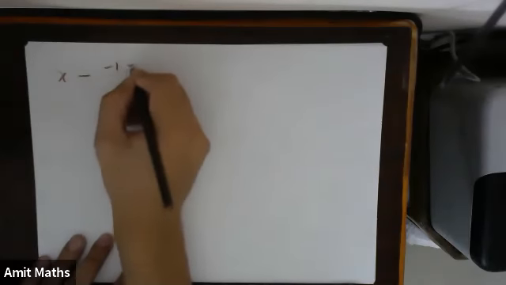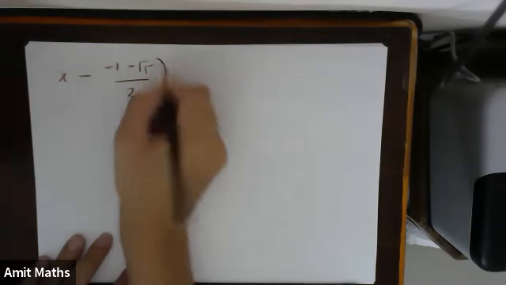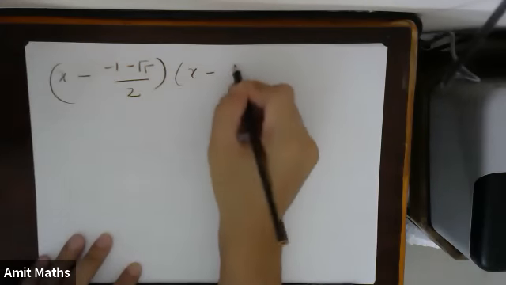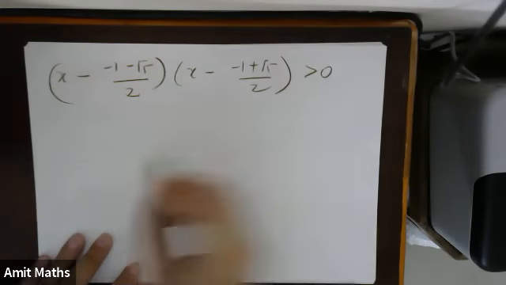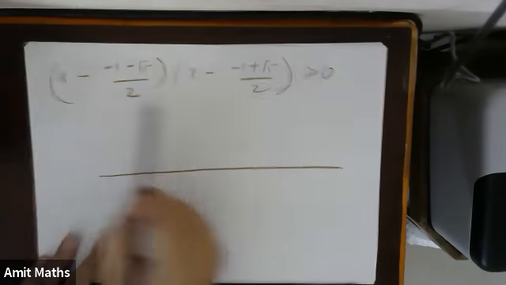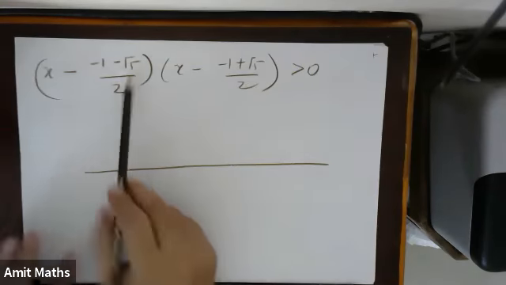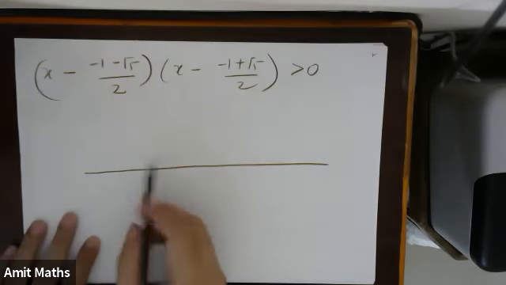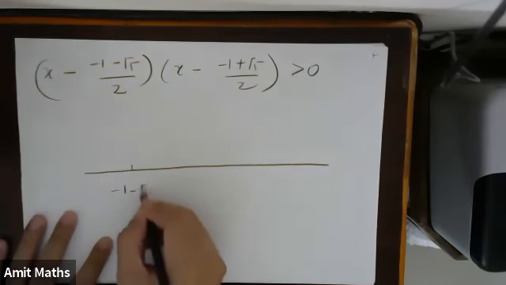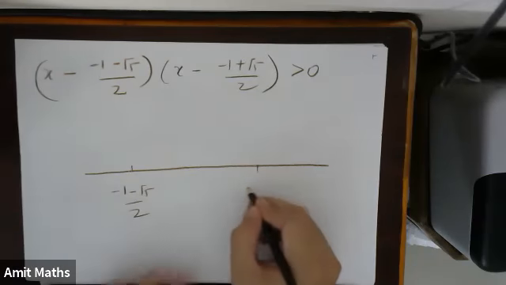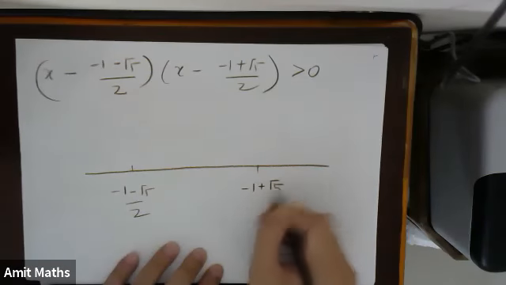Now, fine. So the solution will be x minus (minus 1 minus root 5)/2 into x minus (minus 1 plus root 5)/2 should be greater than 0. Which one is greater, this part or this part? Let's see. This is minus 1 minus root 5 by 2, so this is negative altogether. This one is positive. So this one is minus 1 minus root 5 by 2, and this one is minus 1 plus root 5 by 2.